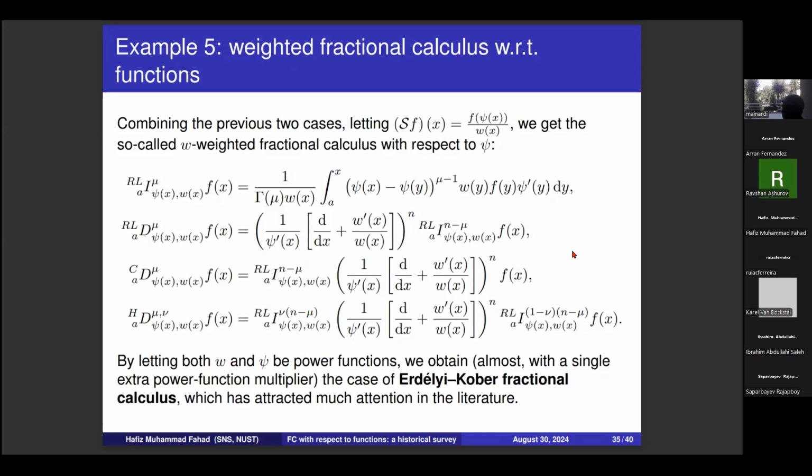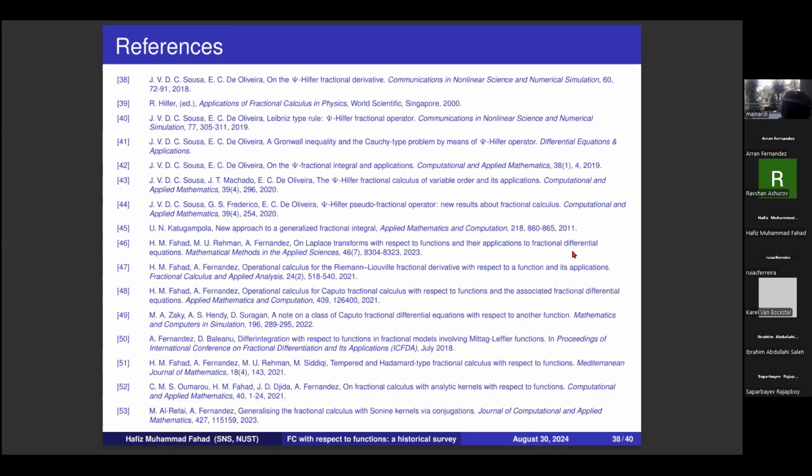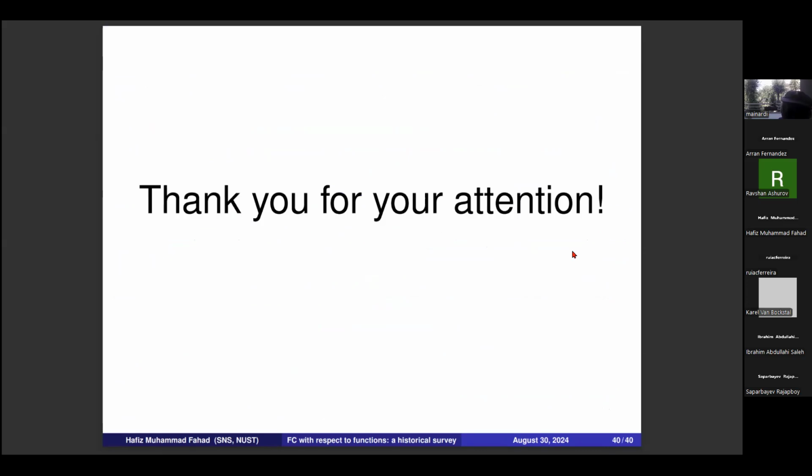And finally, by letting both W and psi be power functions, we obtain simply the Erdélyi-Kober fractional calculus, which has of course attracted much attention in the literature. So that's all from my side. References we have already seen during the slides. Thank you for your attention.